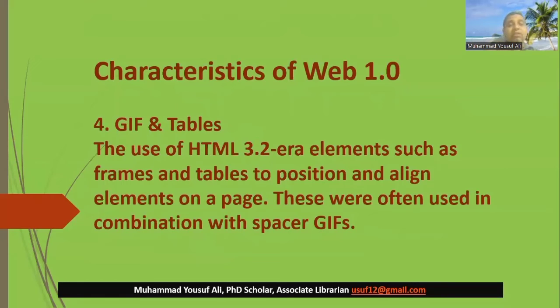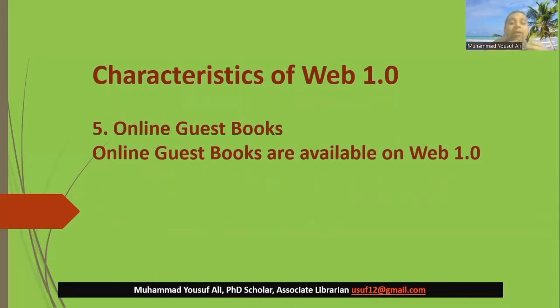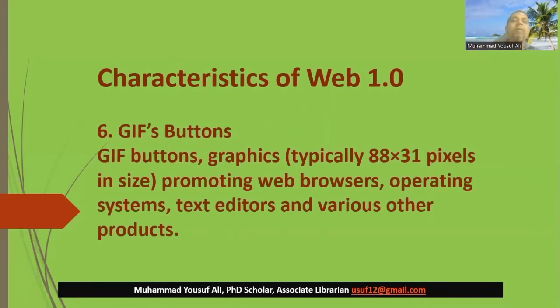Number four, GIF and tables. The use of HTML 3.2 era elements such as frames and tables to position and align elements on a page. These were often used in combination with spacer GIFs. Point number 5, online guest book. Online guest books are available on Web 1.0. Point number 6, GIF buttons. GIF buttons are graphics, typically 88 by 31 pixels in size, promoting web browsers, operating systems, text editors, and various other products available on Web 1.0.